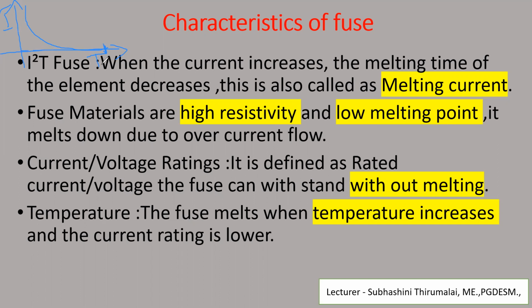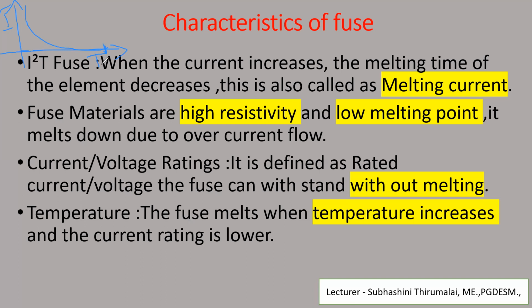Heat capacity, H is equal to I square RT. That is the actual formula. From that formula, we can say which is directly proportional and which is inversely proportional. The next one is the fuse materials. These are the general characteristics of a fuse. The fuse material has very high resistivity and a low melting point.